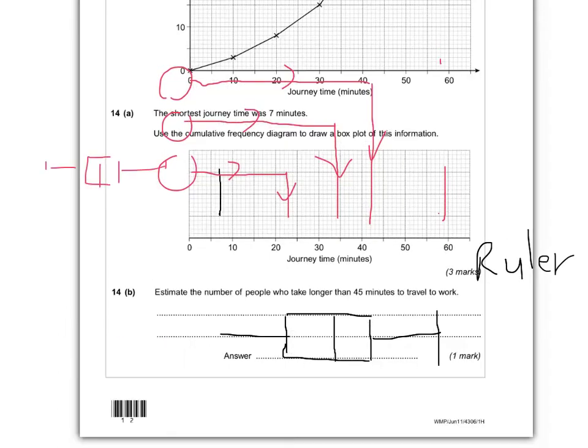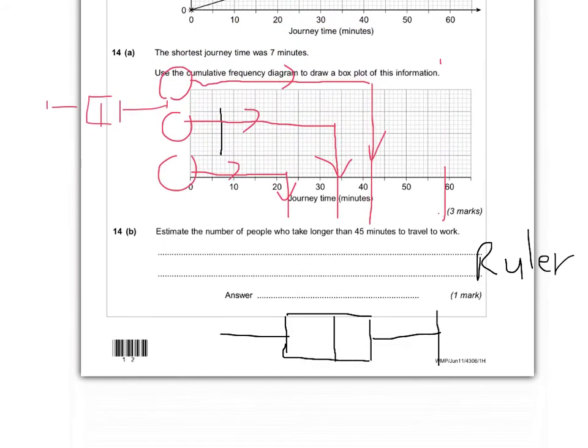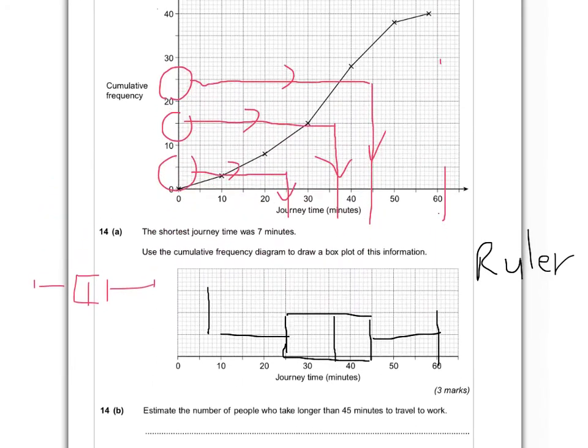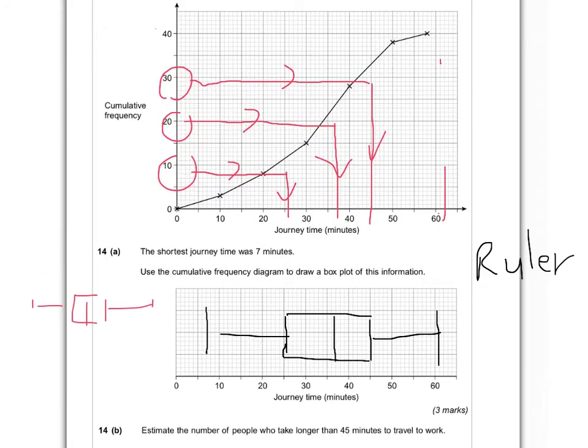So, alright, part B, estimate the number of people who take longer than 45 minutes to travel to work. So let's go back to our original diagram. Longer than 45 minutes to go to work. So here's 45 minutes, going up to the graph and across. Oops, a wee bit wrong there. So that should be coming out at 33.